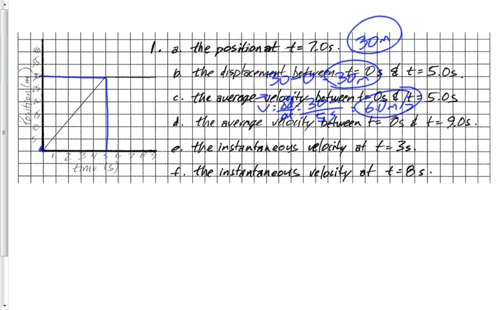The average velocity between 0 and 9 seconds. This one's tougher. It's displacement over time again. What's the displacement between 0 and 9 seconds? At 9 seconds, we go up and over 30. 0 is 0, so it would be 30 minus 0 over 9. 3.33.